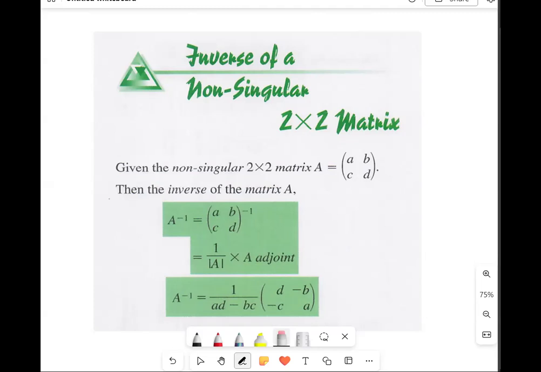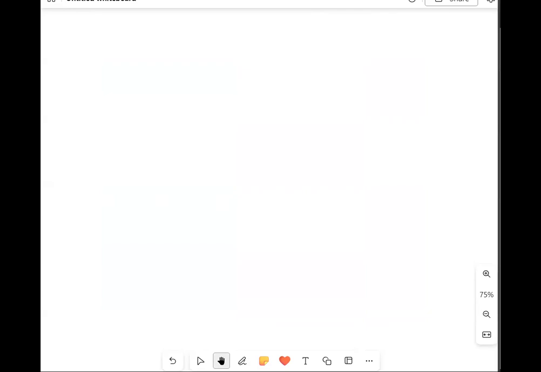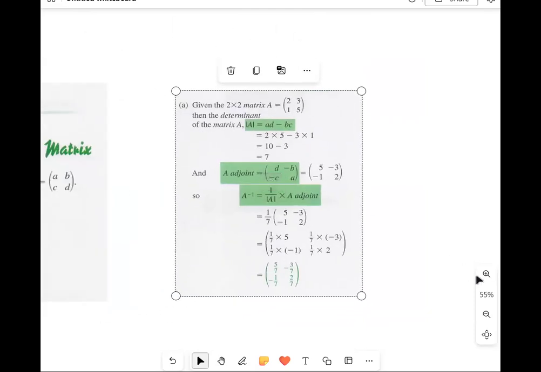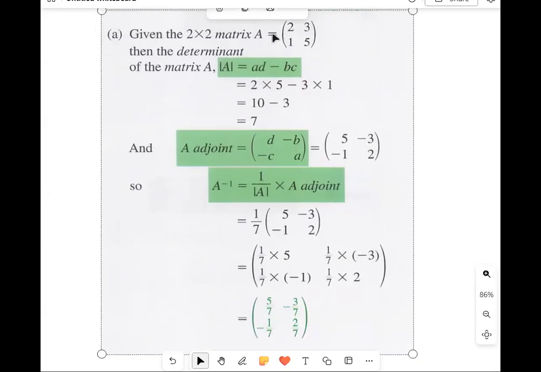So here it is, a little example. So you're given this matrix. Well, I kind of clip out a piece. You give a matrix 2, 3, 1, 5, and they want you to find the inverse of that matrix. So notice first, you calculate the determinant, which is AD minus BC. So 2 by 5 minus 3, 2 by 5 is 10, minus 3 is 7. So your determinant is 7.